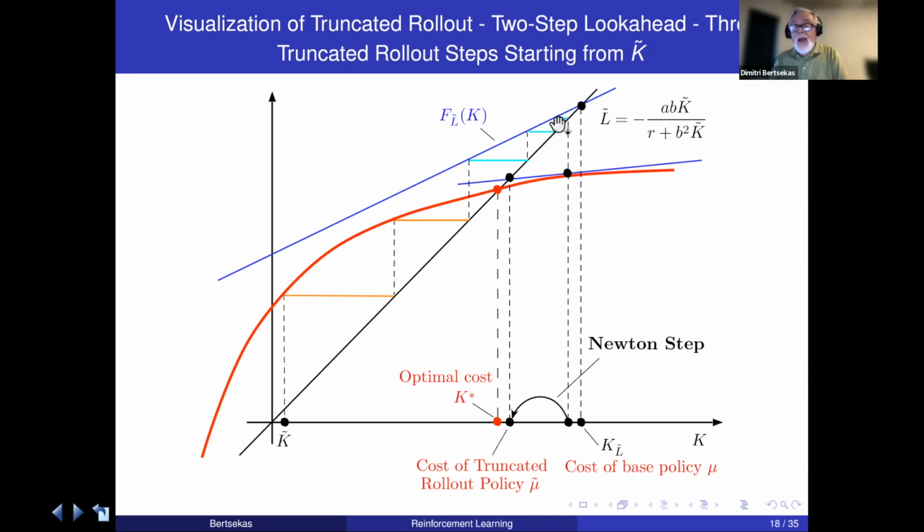If we were to do an infinite number of truncated rollout steps, we would approach the cost of the base policy. But since we do only 3, we end up short of that. And that's the starting point for the Newton step. But again, multi-step look ahead and also truncated rollout with a stable policy pushes us closer to the region of stability from which we're guaranteed that the Newton step is effective.